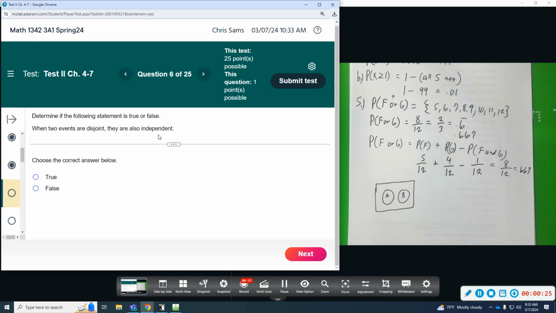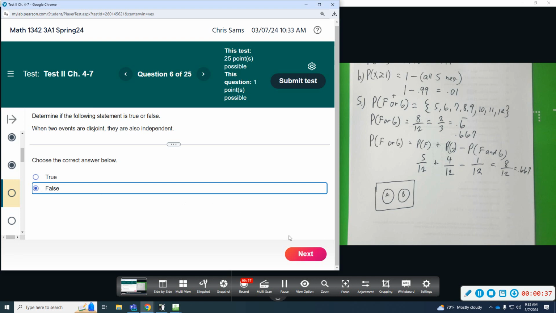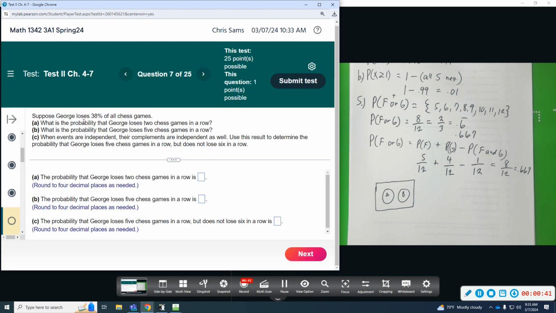Okay, so definition, disjoint just means they don't have anything in common. Does not mean that they are independent, okay? So this is going to be a false. It does not also mean they're independent. This is a false statement. Disjoint and independent are separate meanings.